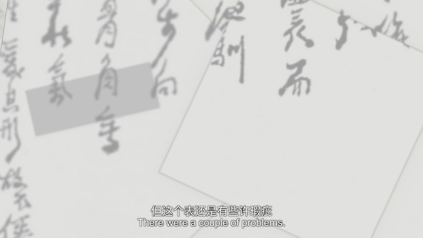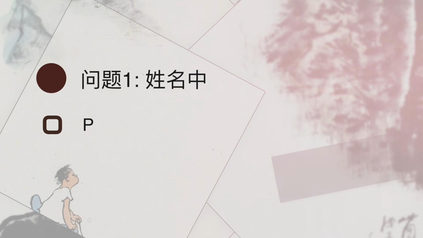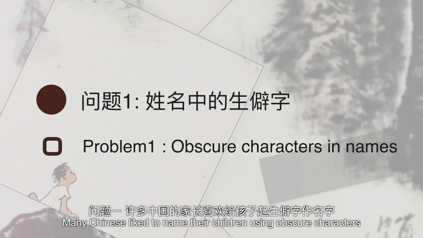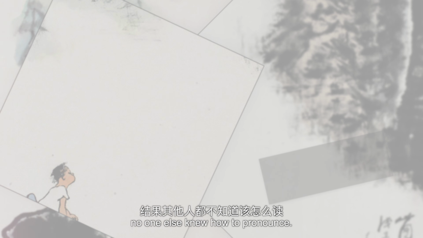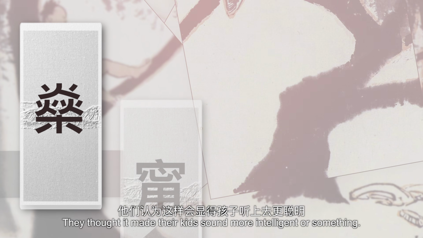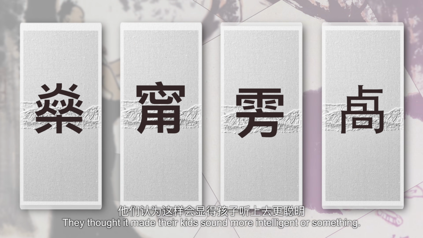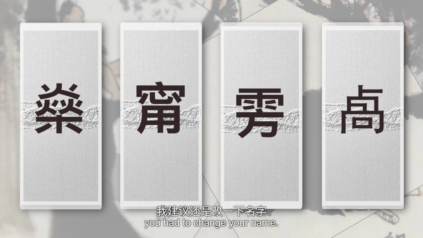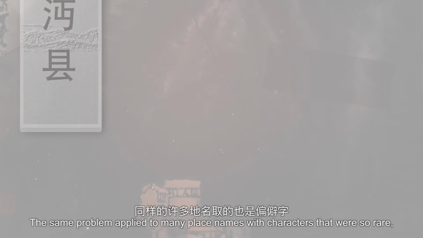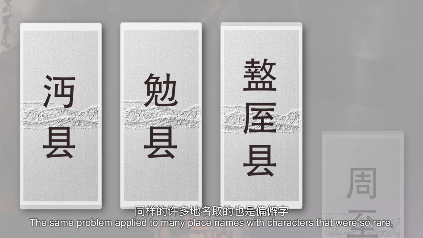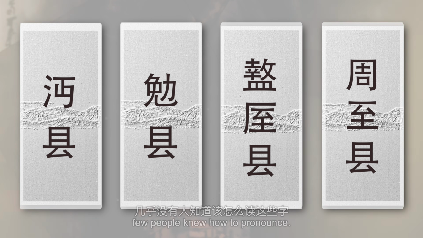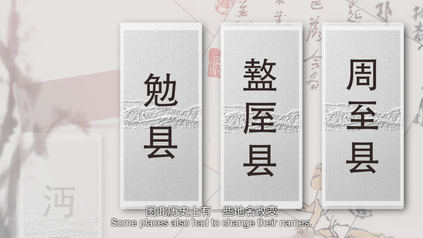There were a couple of problems. Problem 1. Many Chinese liked to name their children using obscure Chinese characters no one else knew. They thought it made their kids sound more intelligent or something. So, if your name used one of these characters, you had to change your name. The same problem applied to many place names, with characters that were so rare, few people knew how to pronounce them. Some places also had to change their names.